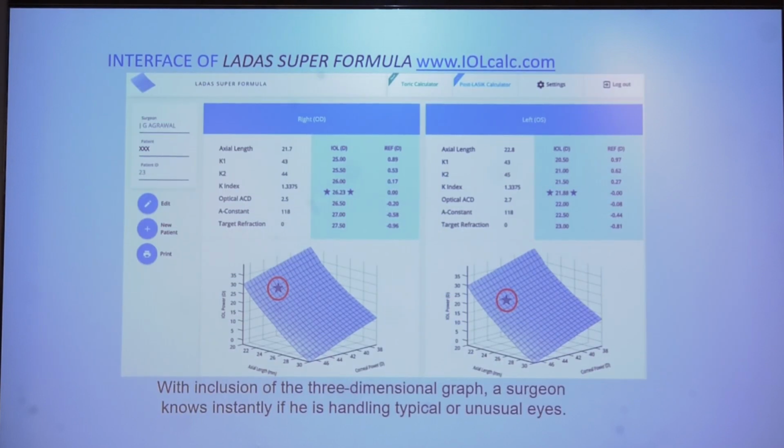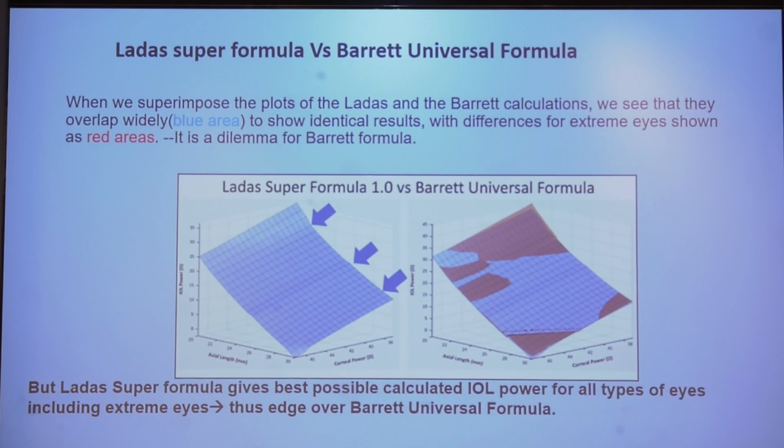As soon as we give the input, we get this type of interface where we can see the 3-dimensional graph. The surgeon knows instantly if he is handling typical or unusual eyes.